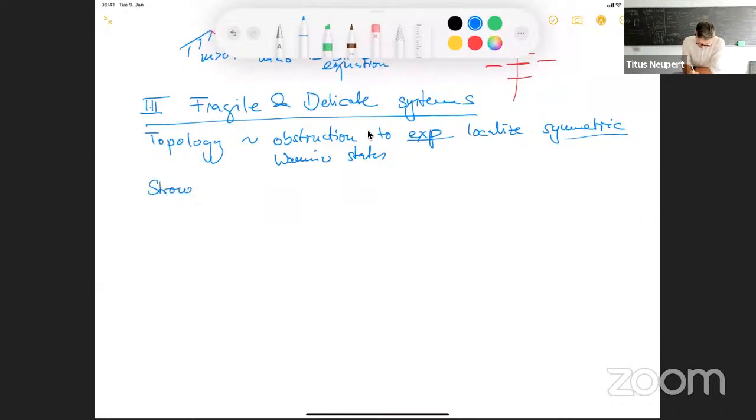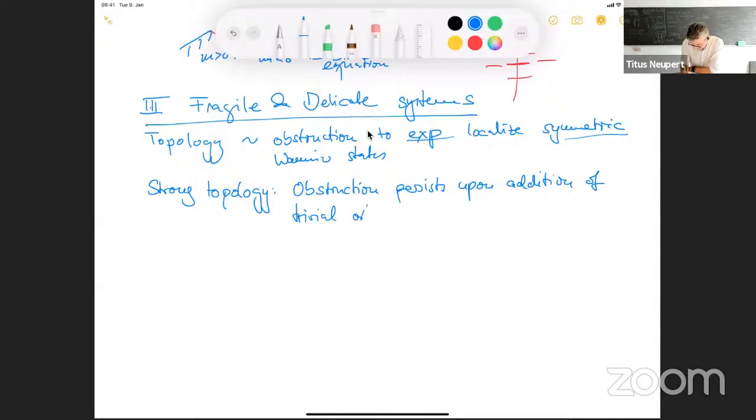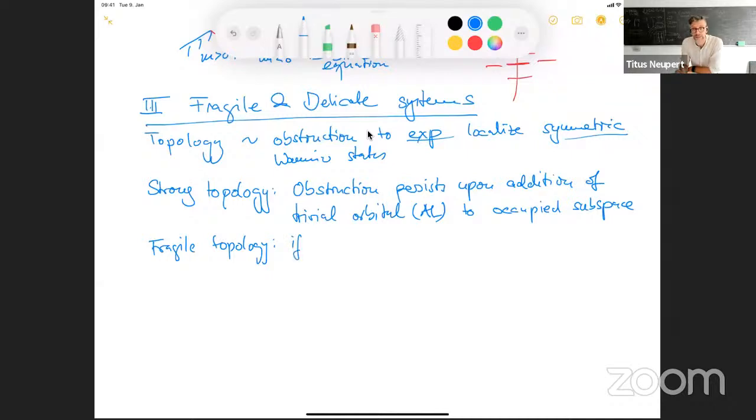Okay, and then strong topology is if this obstruction persists upon the addition of trivial orbitals, i.e. atomic limits, to the occupied bands. And then fragile topology is if the obstruction is trivialized by this.